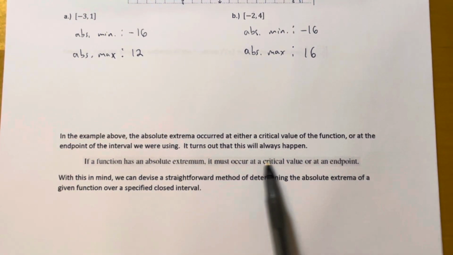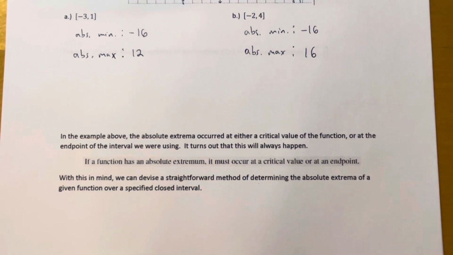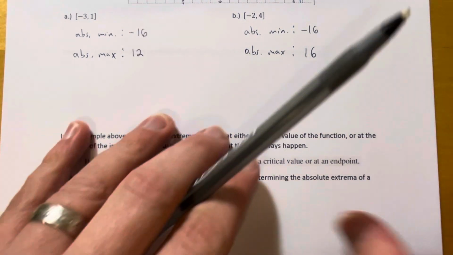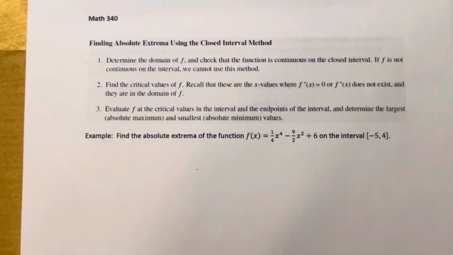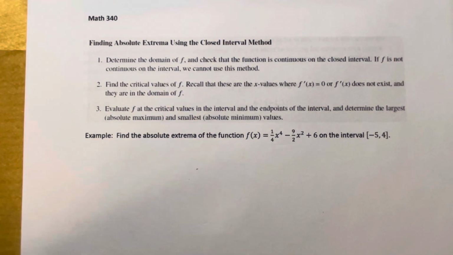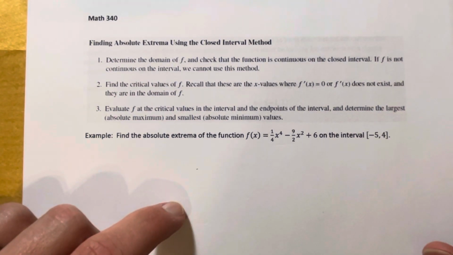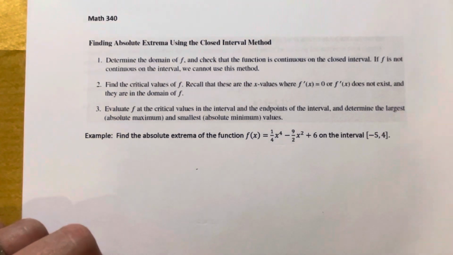So this statement right here is making that kind of clear. If a function has an absolute extremum, it must occur at a critical value or at an endpoint. And to be clear, this is specifically talking about when we are looking for absolute extrema on a closed interval, because if not, then the endpoint part doesn't really make any sense. Okay, so with that in mind, we actually have a very straightforward and efficient way of finding absolute extrema of a function using those observations. It's what we call the closed interval method.